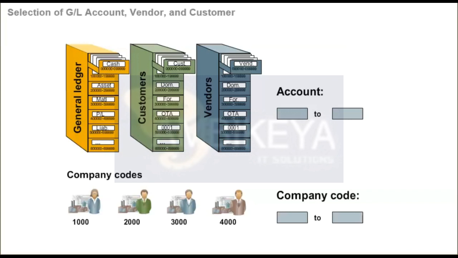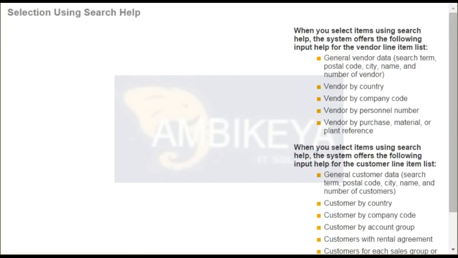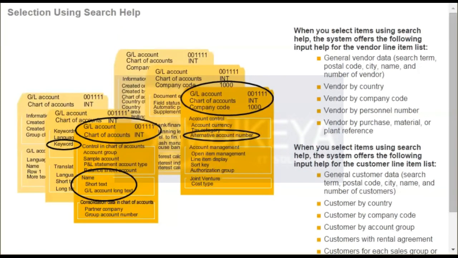If the worklists exist, when you choose the worklist input fields active field, you call up the selection screen for the line item display. This selection screen is displayed with input fields for worklists. You can maintain the values for worklists by running transaction code OB55. When you select items using search help, the system provides the following input help for the GL account, vendor, and customer line item lists.